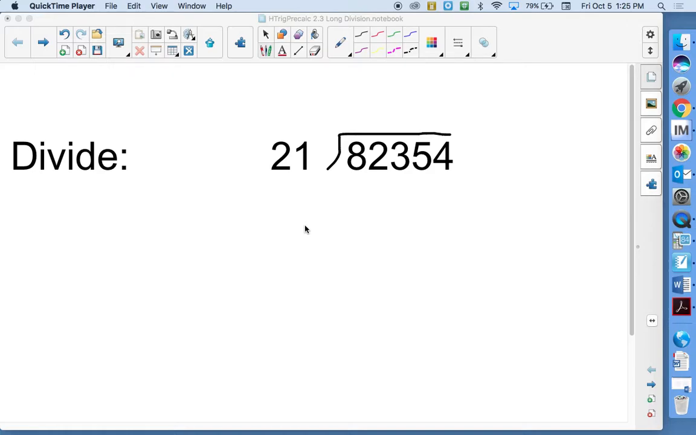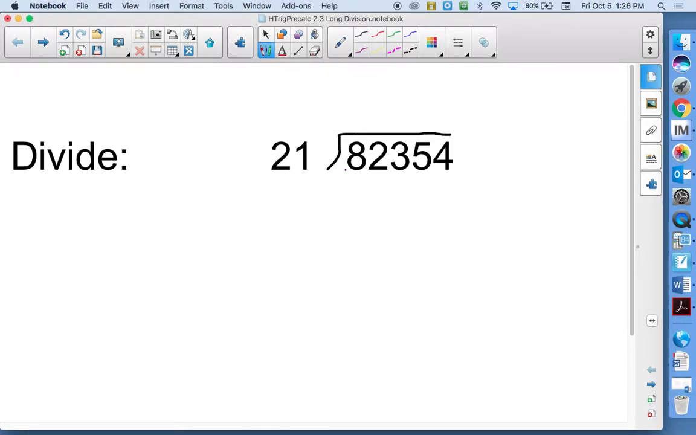How do you start using long division? You start at the very left side. Well, you start at the front. So you start at 82.